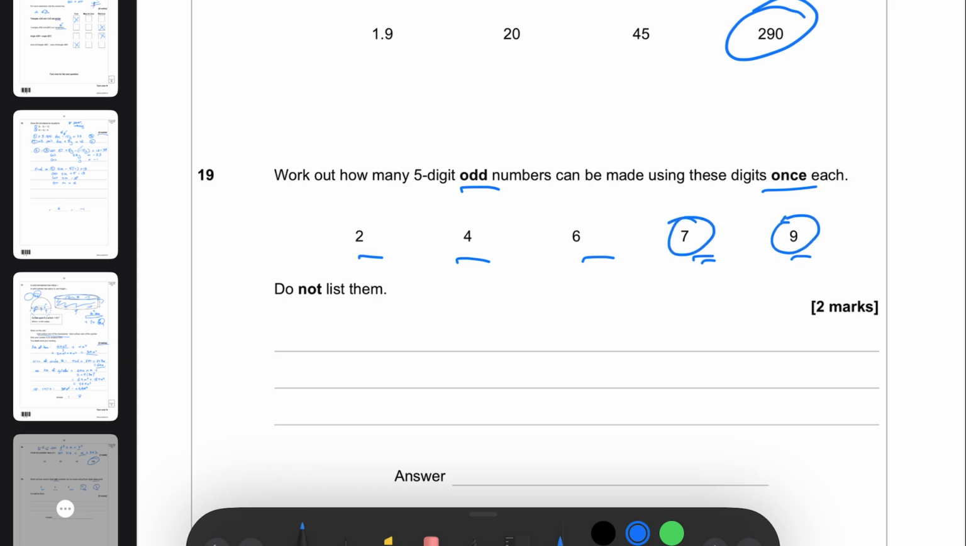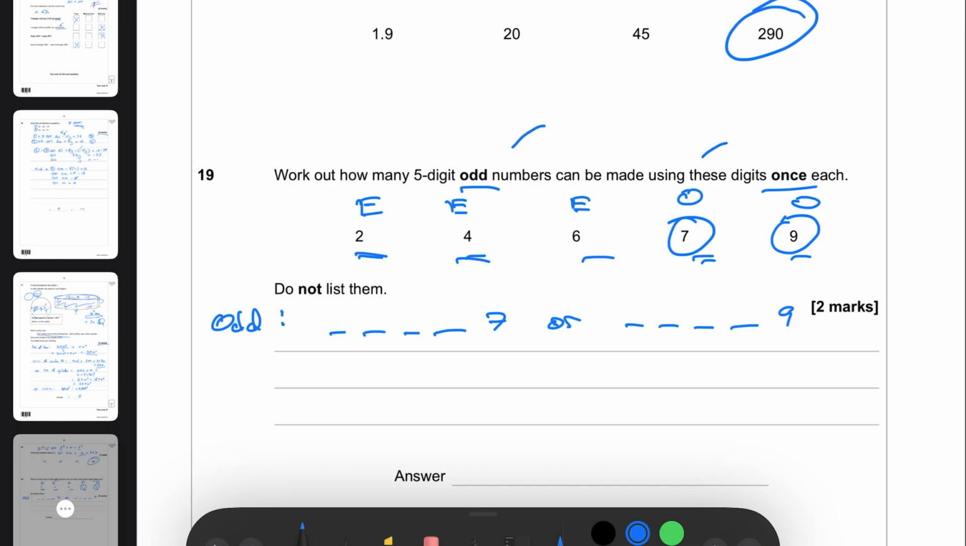So it's either 7 or 9, since all these are even, and we have only 2 odd numbers. So how will we get an odd number? It's going to be of the form 1, 2, 3, 4, 7, or 1, 2, 3, 4, 9. So these are the only odd numbers that will satisfy these conditions.